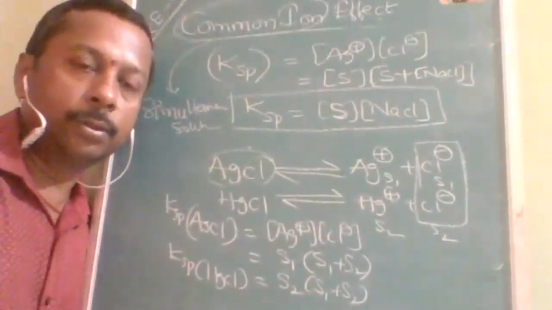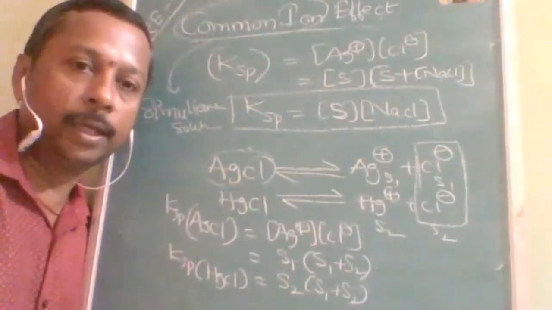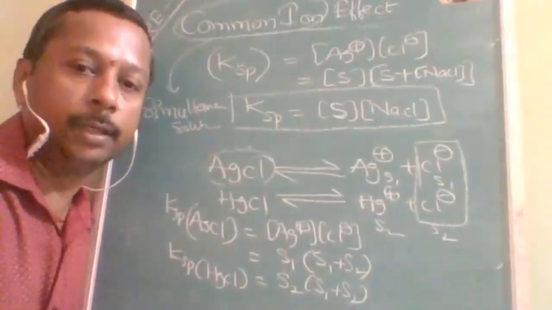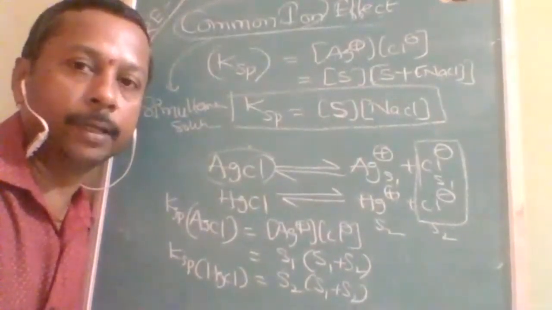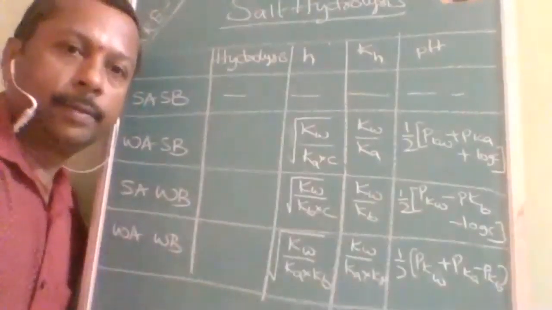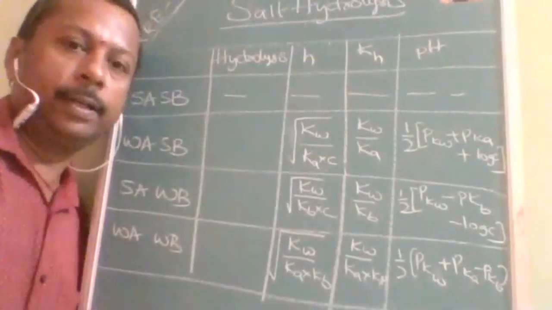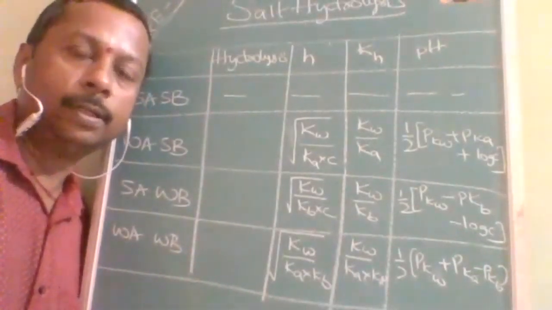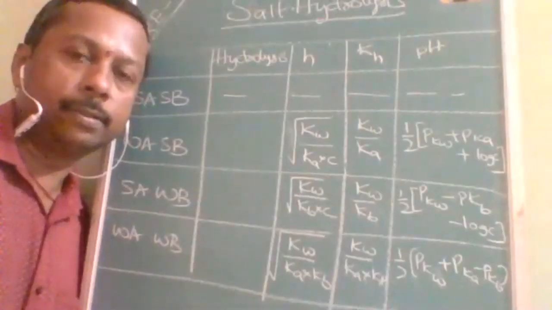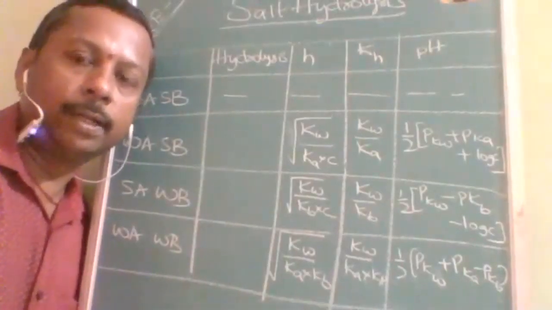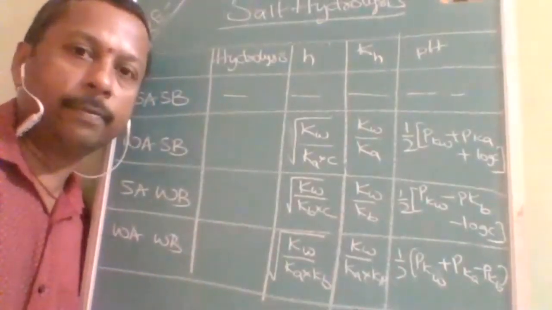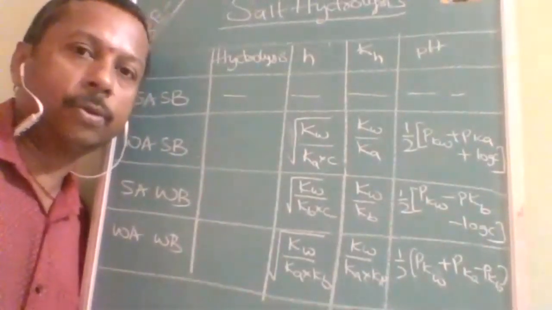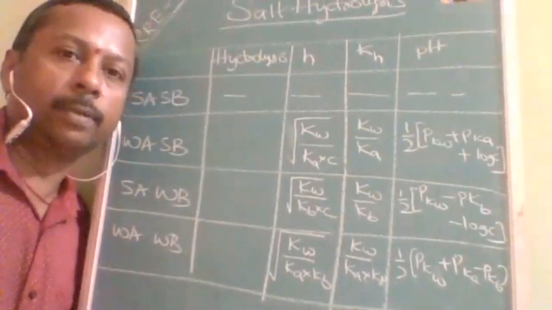So solubility product, common ion effect, and simultaneous solubility, I think all three topics are completed and perfect. Okay, we are into the very, very difficult, very, very important topic that is called salt hydrolysis. If you study it in a proper way, then it is very easy. It is not a new topic, it is simply an old topic only.